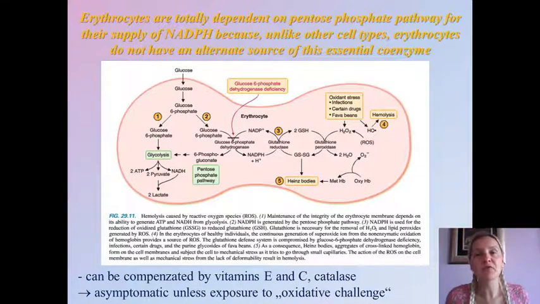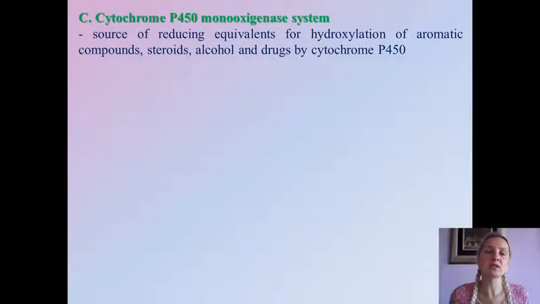But apart from these, there are some other roles of NADPH in our body, so let's list them. NADPH is required for the cytochrome P450 monooxygenase system, and this is actually NADPH as a source of reducing equivalents for hydroxylation of numerous compounds such as aromatic compounds, steroids, alcohol, and a number of drugs and medicines by cytochrome P450, but the detailed story will be provided in a chapter on liver biochemistry.